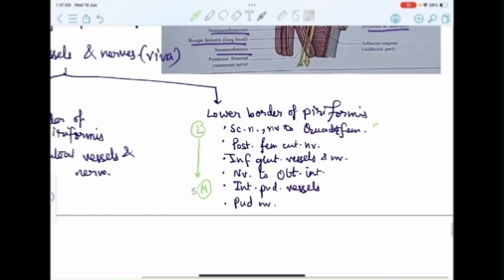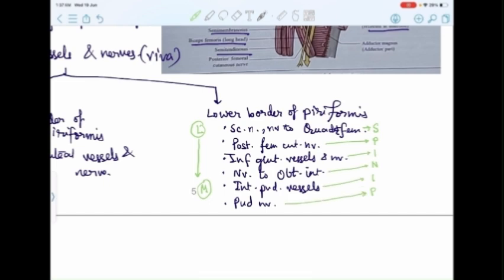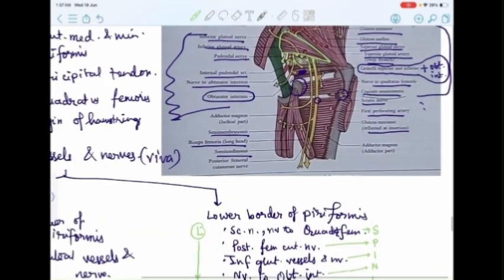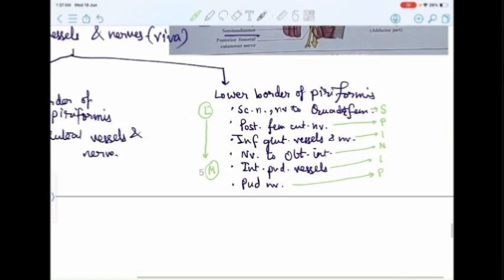A nice name I can give you here is SPIN HIP. This is a nice mnemonic, but remember lateral to medial. We don't need to step into the pin structures, the safety pin and all those problems. Just one lateral to medial structure, just SPIN HIP. What is SPIN HIP? Sciatic nerve, nerve to quadriceps femoris, posterior femoral cutaneous nerve, inferior gluteal vessels and nerve, nerve to obturator internus, internal pudendal vessels, pudendal nerve.